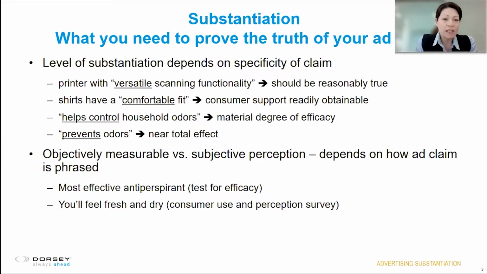The type of evidence needed also depends on whether the claim is objectively measurable or is based on subjective perception. And this really depends on how an ad claim is phrased. The two here that you see are most effective antiperspirant. This is a test for efficacy. It's an objectively measurable claim. And then the second one, you'll feel fresh and dry. This is a subjective perception claim. So what you would need is consumer use and perception survey evidence.